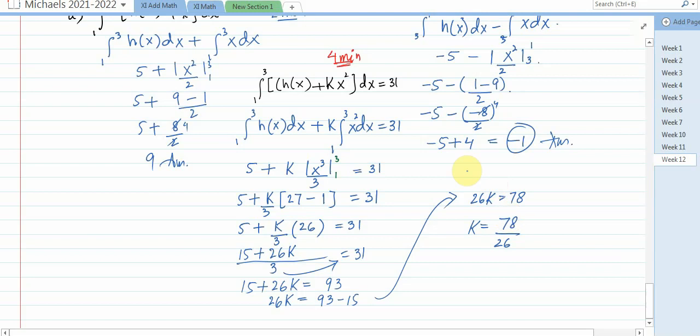We can simplify it further. So 2 threes are 6 and 2 nines are 18. 2 ones are 2, 2 threes are 6, 13 threes are 39. So the value of k we got is 3.